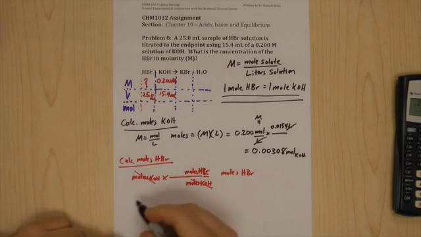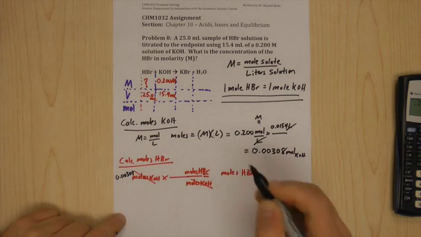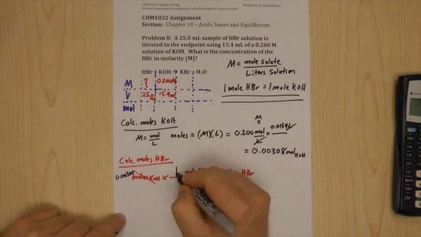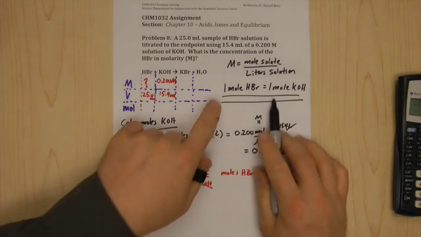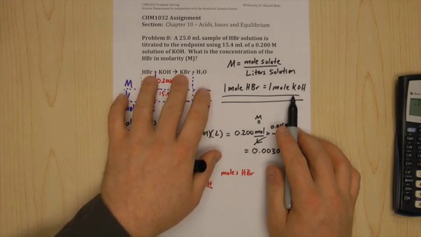We know the moles over here. It's 0.00308 moles of KOH. We know it's 1 mole HBr to 1 mole KOH. Now, this is nice because it was a 1-to-1 relationship in the balanced equation.